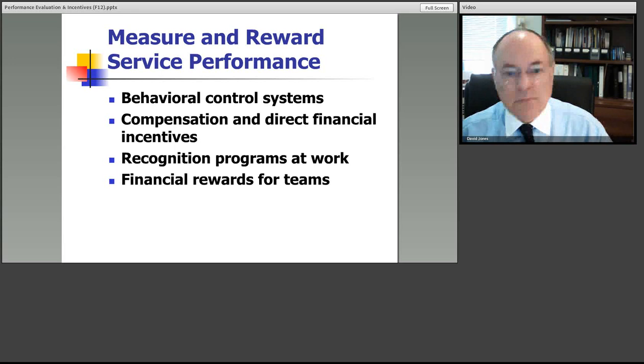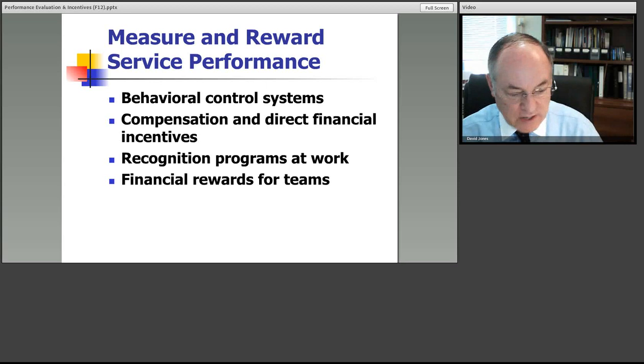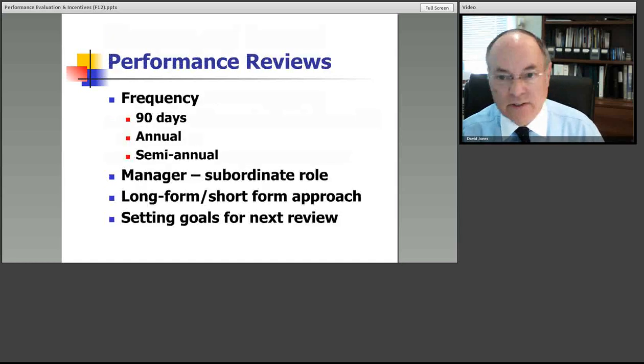Recognition programs at work, Employee of the Month, those kind of things are another method, and simply financial rewards, particularly financial rewards for teams. So the front office staff received customer feedback above 95%. So therefore, they get a reward for this month, something of that nature. That's what we mean when we start setting these actual measures and rewarding them from that perspective, or incentivizing them, if you will.